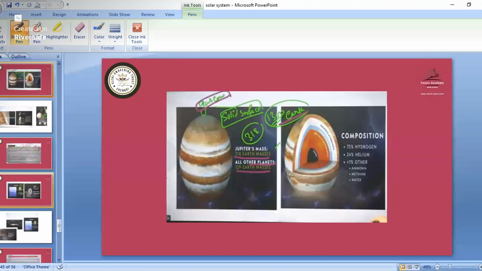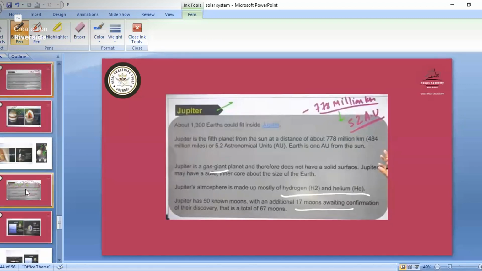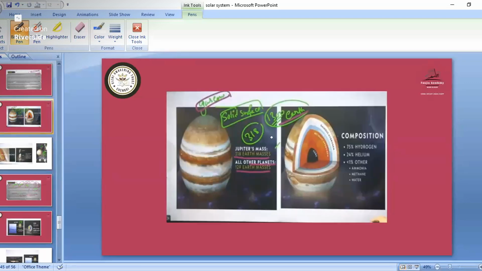Jupiter also has rings. We have studied that outer planets have rings also. Jupiter has only one ring, so that is not that important, but Saturn has many rings, which is the most important, and we'll see that in the later part. Now see, this is the gaseous planet, and why is it different colors? Because of the presence of different gases. So the surface is shown in many colors. In its composition we have 75% hydrogen, 24% helium, and all others 1%: ammonia, methane, water.